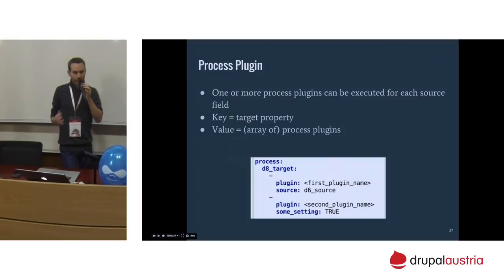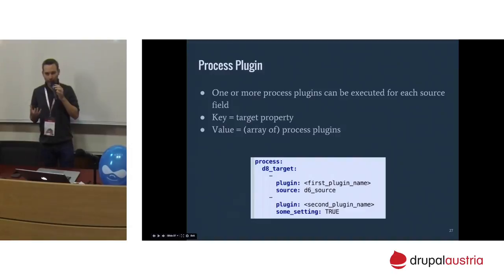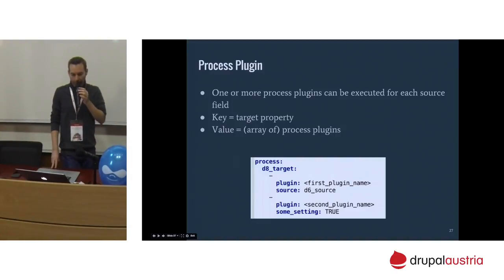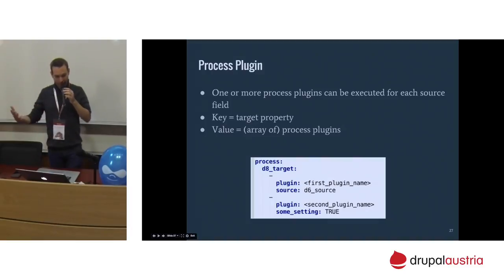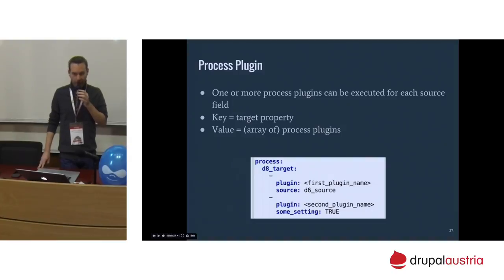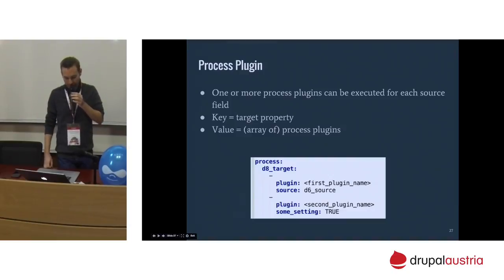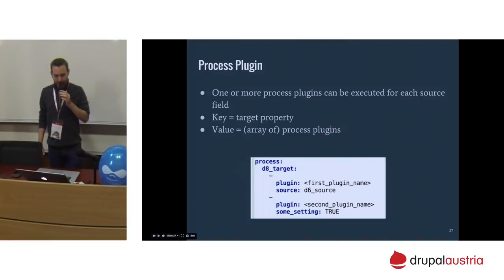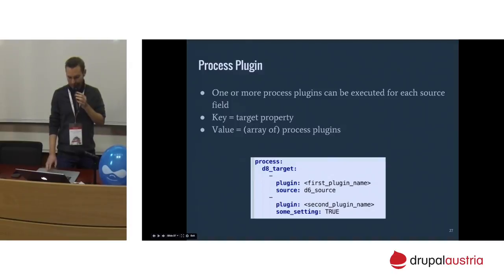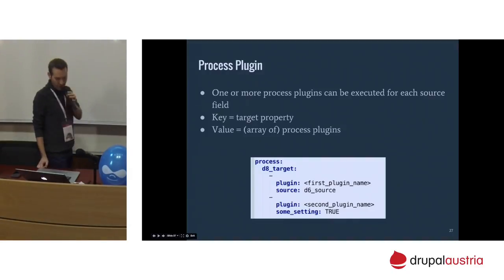So there can be only one source plugin and only one destination plugin to migrate your data object or configuration. Only one can be defined in the YAML file, but there can be multiple process plugins, because the data might need more processing, and these get executed in order, and the data gets pushed through. So in this example, we will get the D6 source field from our source plugin, and we pass the raw source data through the first plugin name plugin, which is not an actual plugin, of course. And once that first plugin has processed the data, it passes it on to the second plugin, which also processes it. And afterwards, the manipulated data gets assigned to the destination field, in this case, D8 underscore target.